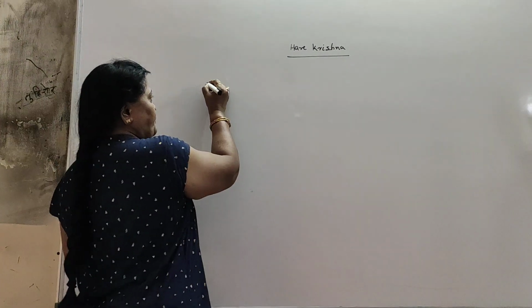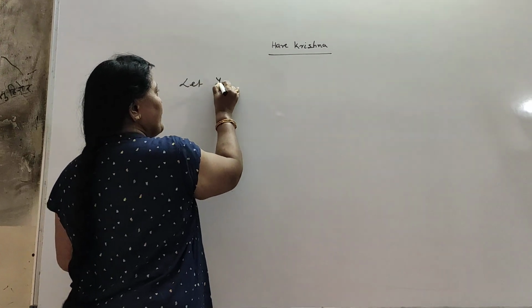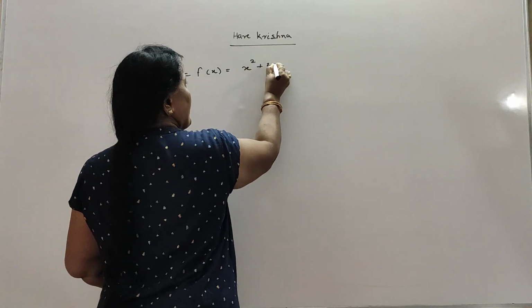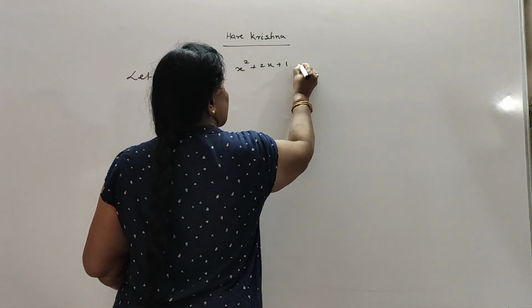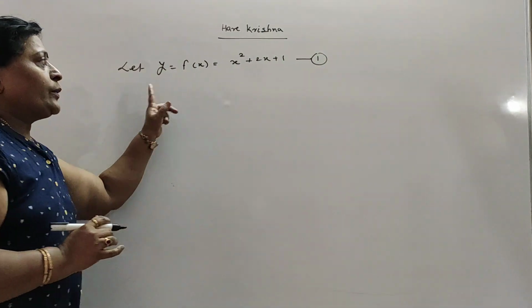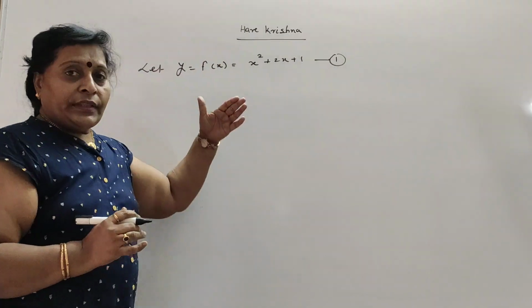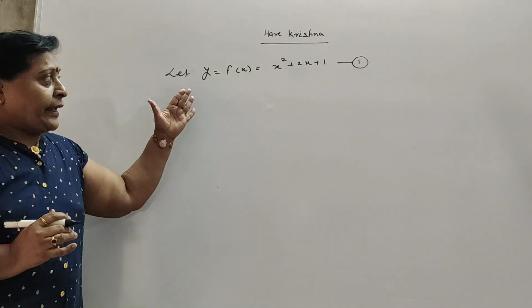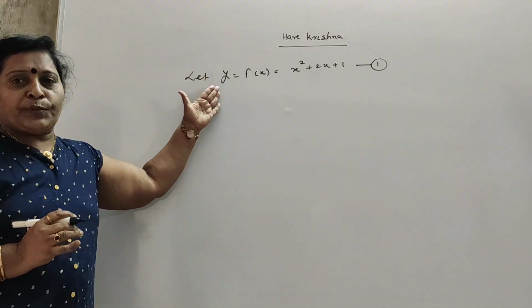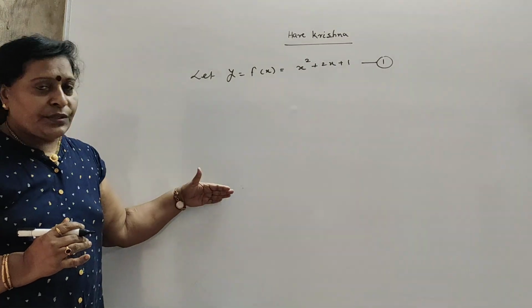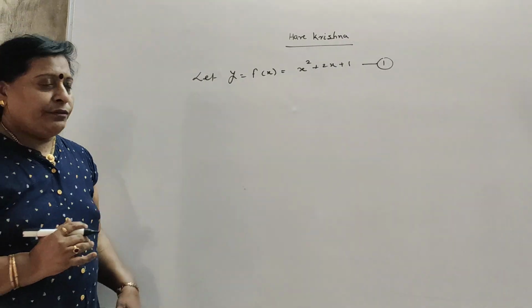Let us consider y is equal to f of x is equal to x square plus 2x plus 1. This is the function I have taken. Now with the help of one procedure, you can come to a conclusion about the definition of the derivative, isn't it?